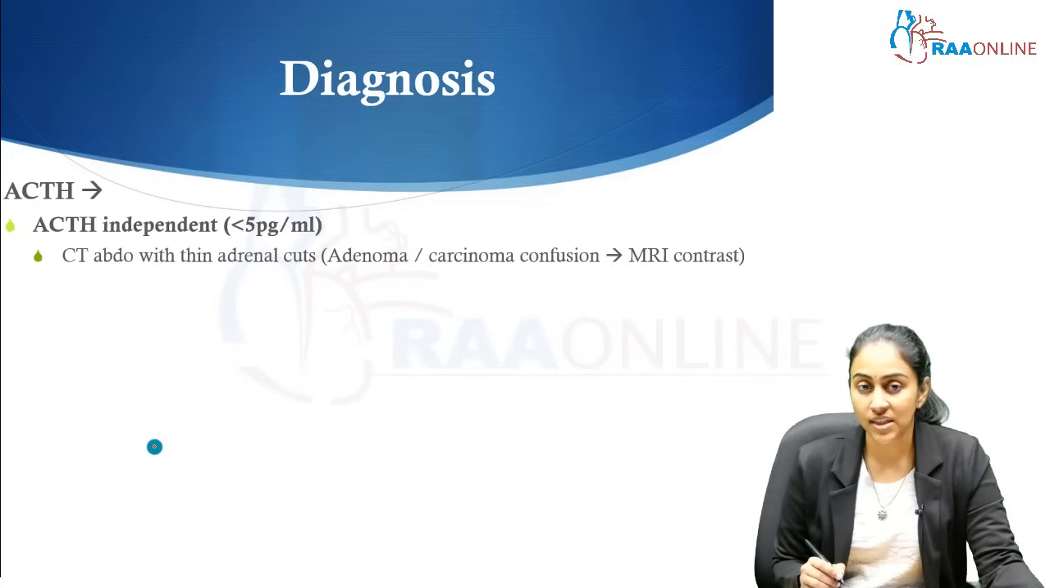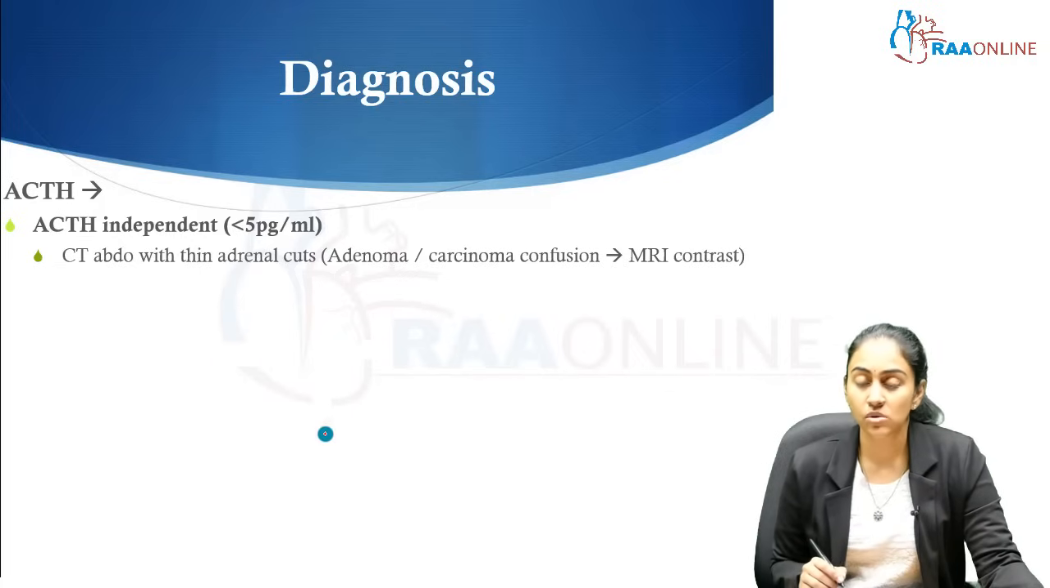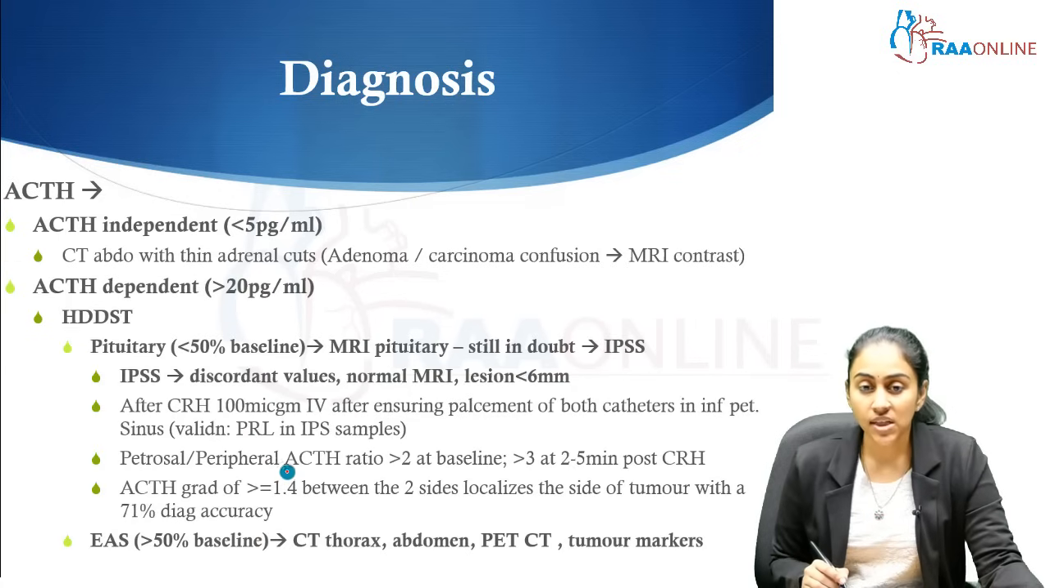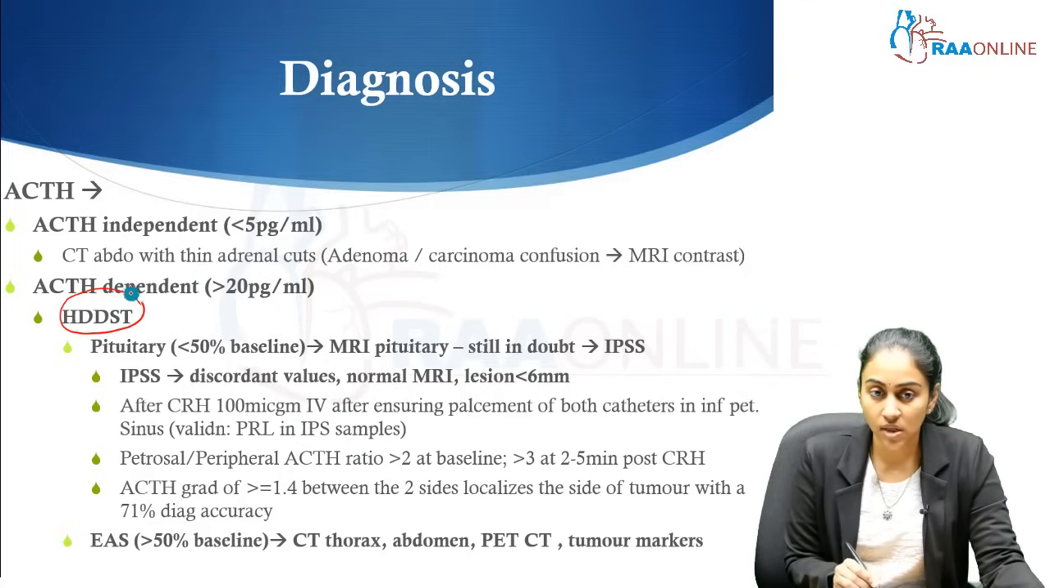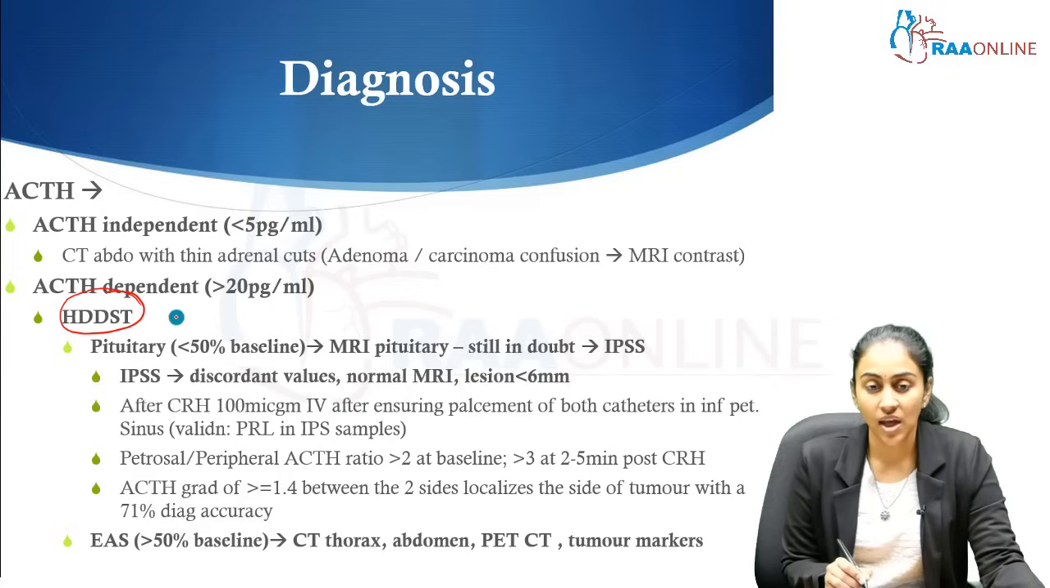So you do an ACTH. If ACTH is going to be low, then the problem is in the adrenals, so do adrenal imaging. If the ACTH is unsuppressed, then the problem could be in the pituitary or ectopic ACTH secretion. So this is where your high dose dexamethasone suppression test comes in handy.